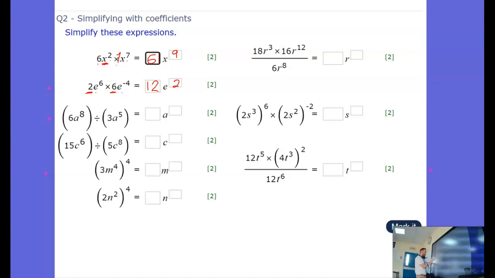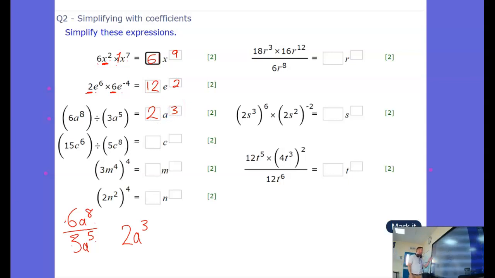When we're dividing, again, the same thing happens. I like to sort of write these ones, 6a to the power of 8, and then write it as a sort of fraction like this. I find it easier to recognize what's going on. Divide the numbers as normal. 6 divided by 3 is 2. When we're dividing powers, we subtract. So we're going to get a to the power of 3. 2a to the power of 3 in that example.